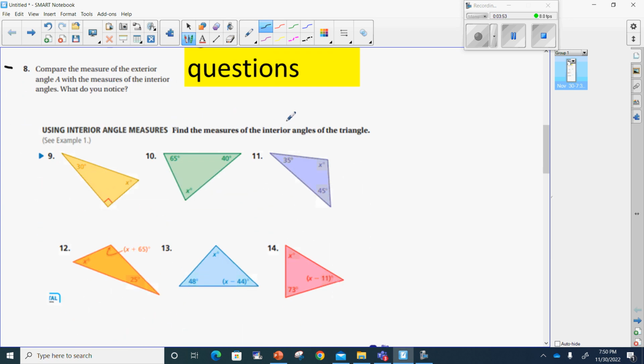Find the measure of the interior angles of the triangle. Well, the interior angle of this triangle is x, and we're having to solve it. We know that all triangles equal 180 degrees. So this is going to be, let's see, 30 plus, well, we know that this little square is 90, and plus x has to equal 180.